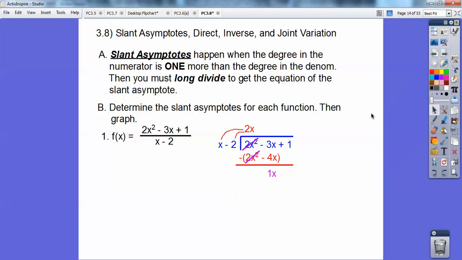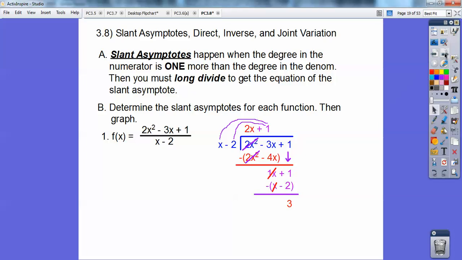Now I'm going to slide down this plus 1 and then do it all over again. x times what gets me 1x? x times 1 is 1x, so I'm going to put plus 1 right there. Then I multiply the plus 1 times that and times that. That's what I write underneath that right there. And then you get a remainder of 3. Remember, 1 minus a negative 2 is 1 plus 2.